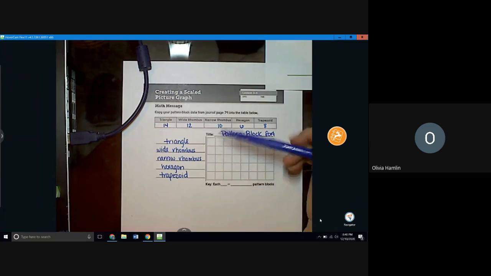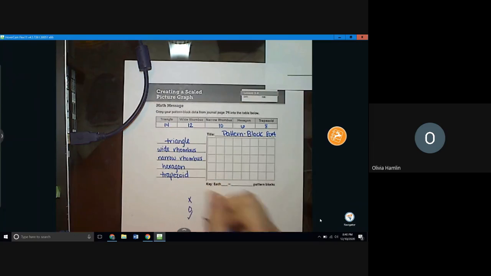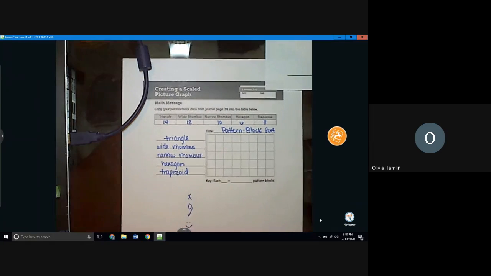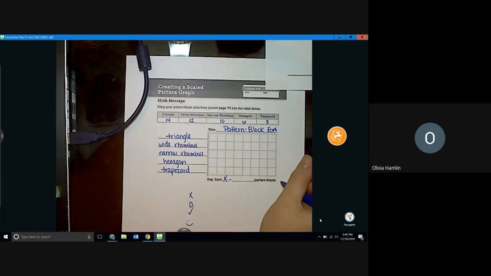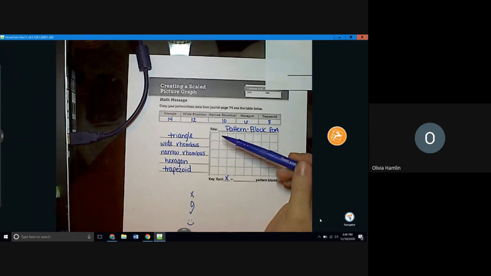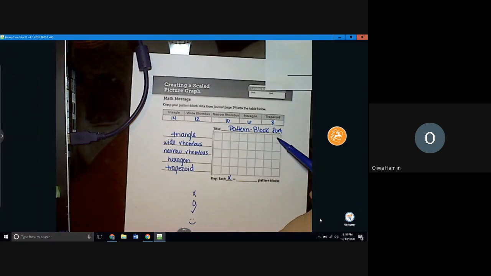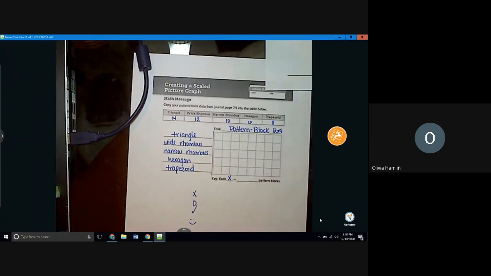Okay, so a picture graph, to mark in these, we use X's or circles or check marks or smiley faces. I like to use X's because it's easiest. So each X will equal how many pattern blocks? This is where we do our intervals. Let's see if I could do intervals of 1. 1, 2, 3, 4, 5, 6, 7, 8. That does not leave me enough room to chart our triangle, wide rhombus, or narrow rhombus.